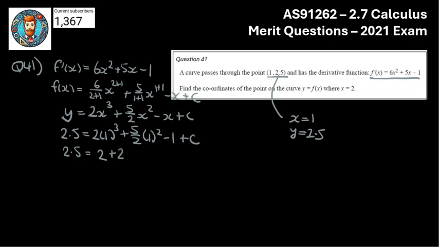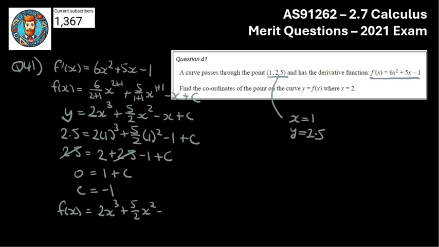So it's going to be plus 2.5 minus 1 plus c. To make it easier, these 2.5s will cancel, so 0 will be equal to 1 plus c. So c is equal to negative 1. So from here, I can now put that together and state my original function. So f(x) will be equal to 2x cubed plus 5 over 2 x squared minus x minus 1.